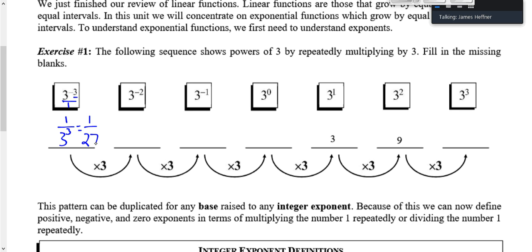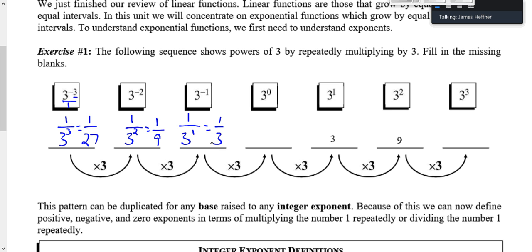3 to the -2 would actually be 1 over what? 3 to the what? 3 to the 2. Positive 2, which of course is 1 over 9. Okay. What about 3 to the -1? It'd be 1 over 3 to the positive 1, which is just 1/3, right? Now what about 3 to the 0?